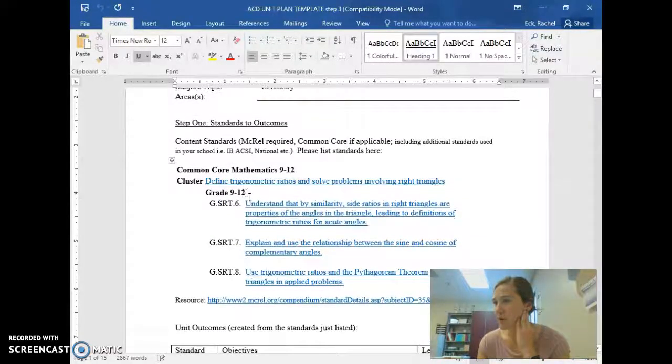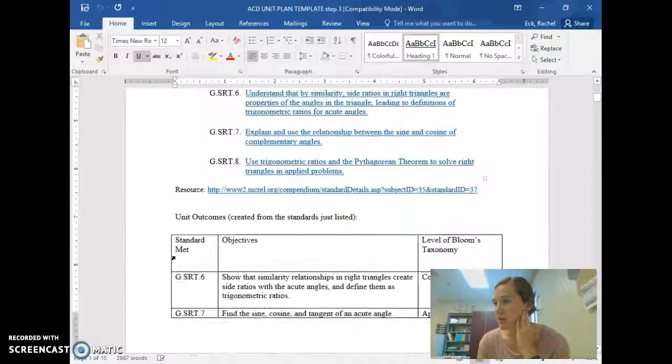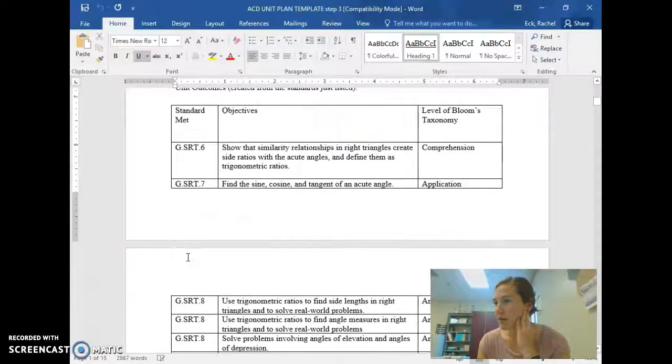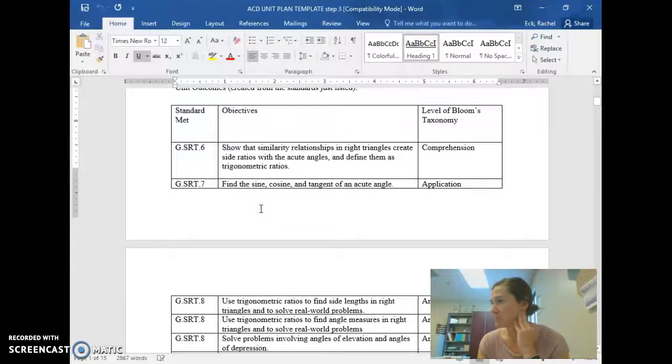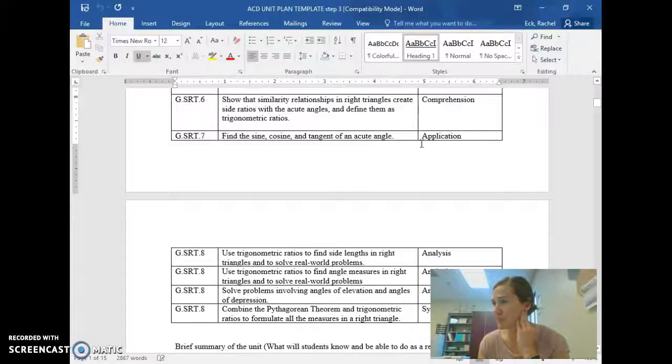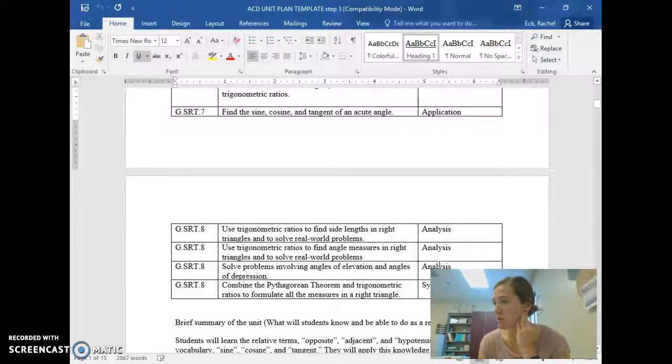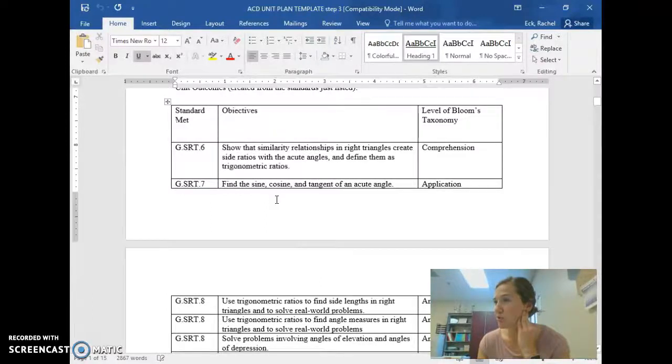My Common Core standards, there are 3 of them that align with this unit. And my objectives, I have 6 objectives here that I need them to master. I have 1 comprehension, 1 application, 3 analysis, and 1 synthesis, at those levels of Bloom's taxonomy.